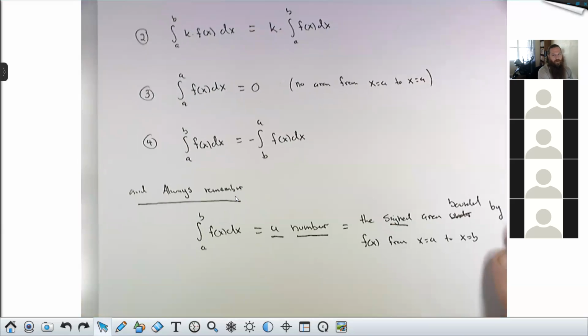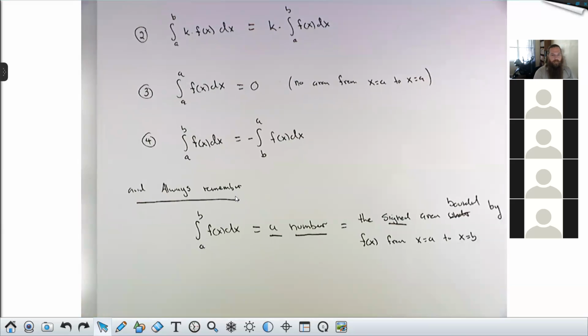This is a number. There will be another object called an indefinite integral that we will approach soon. And those are not numbers, but they look similar. They will be functions, or actually infinite families of functions. But I just want to remind you that if you have an actual function in here, and you have actual numbers for the bounds, like 0 to 5 or 1 to 7, then the output of this is always a number. It's the area.